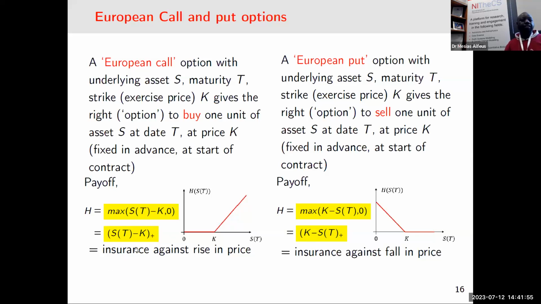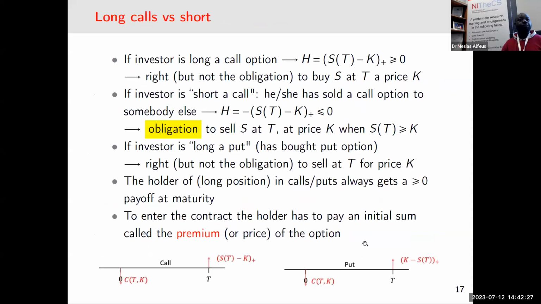A call option gives the insurance against the rise in the price, while the European put option gives you the right, but not the obligation, to sell an asset at capital T, which is the maturity time. And here, you're going to sell it at K, the price which is known as the strike price. Again, the European put option gives you the insurance against the fall in the price of the asset.